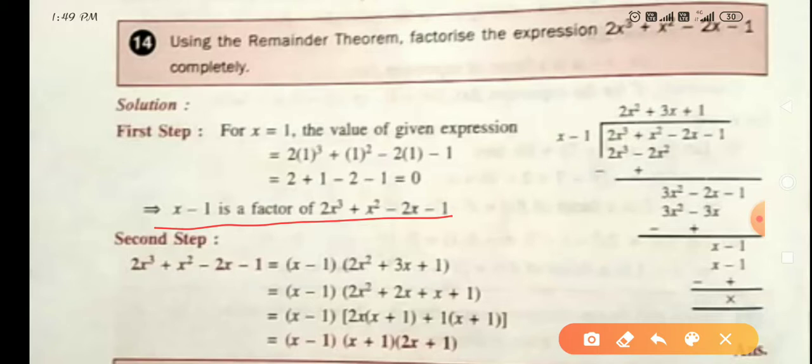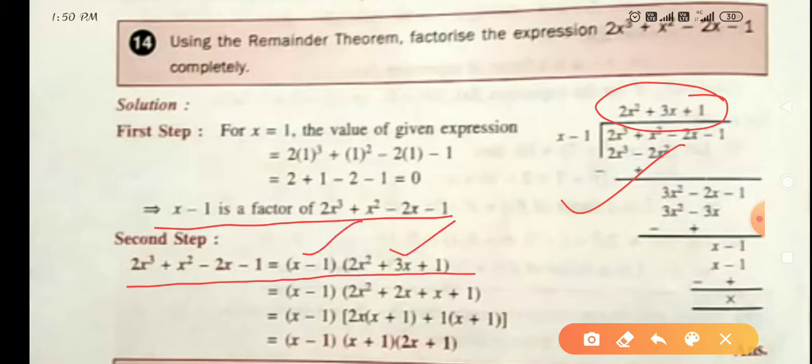Now you have found one factor. Now, as in the previous example, by this factor you can divide. This is the long division. So you are getting the quotient 2x squared plus 3x plus 1, and now you can apply the division algorithm. By the division algorithm you can write polynomial equals divisor into quotient plus remainder. The remainder is 0 again, so you can write divisor into quotient.